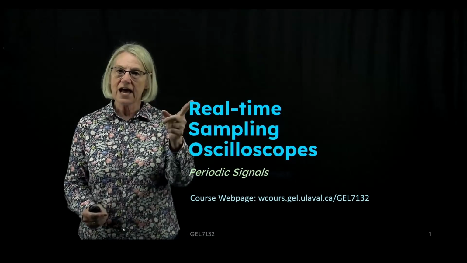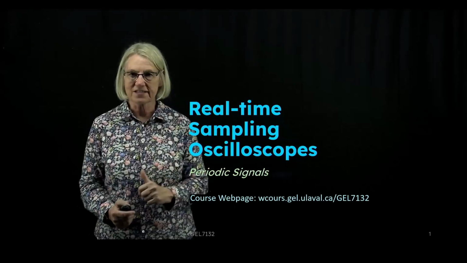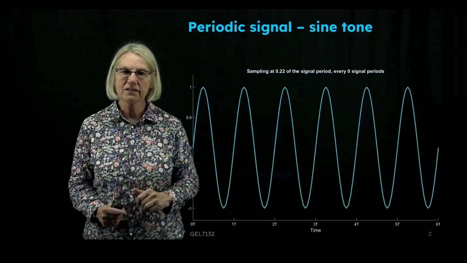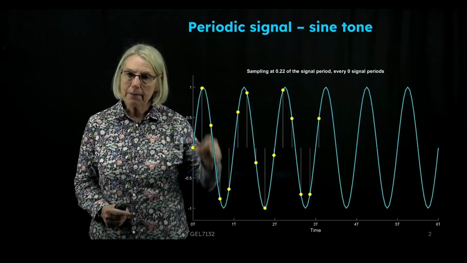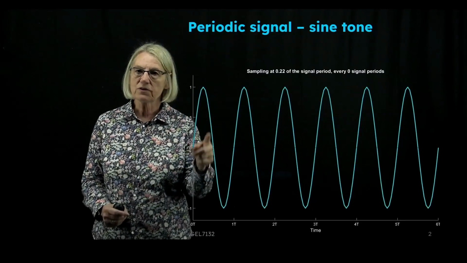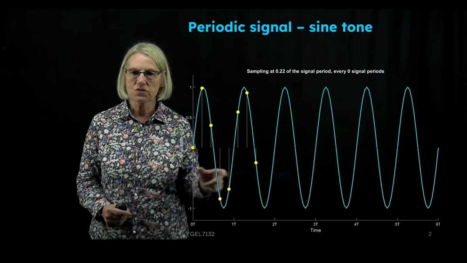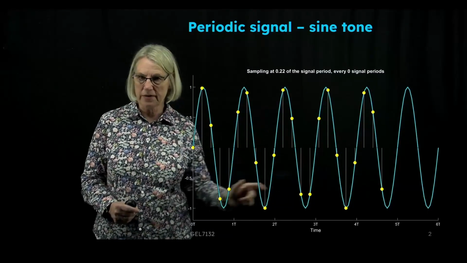Let's look at what a real-time sampling oscilloscope does with a periodic signal and then with a data signal. So first with the periodic signal, here we have a nice sinusoid and we're sampling this, and you can see that the samples are coming at regular sampling times. So there's not the rearming time and then a small perturbation after each rearming time.